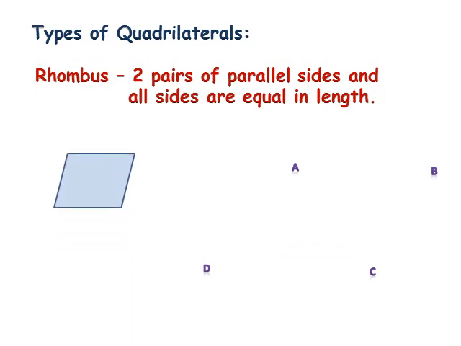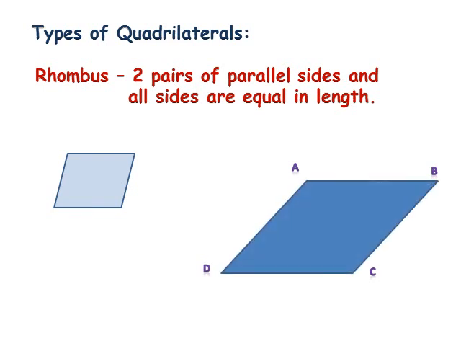Okay, how about a rhombus? A rhombus has two pairs of parallel sides, and all sides are equal in length. Okay, so this is a little bit close to a parallelogram. It's a special kind of parallelogram, where instead of just two opposite sides being equal, four sides are equal. But the two opposite sides are still parallel. Like these two sides, the top and the bottom, are parallel. The left and the right are also parallel.